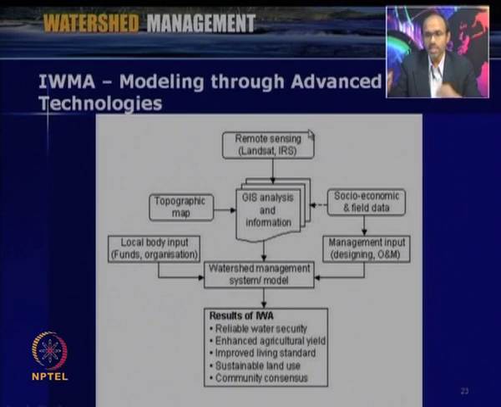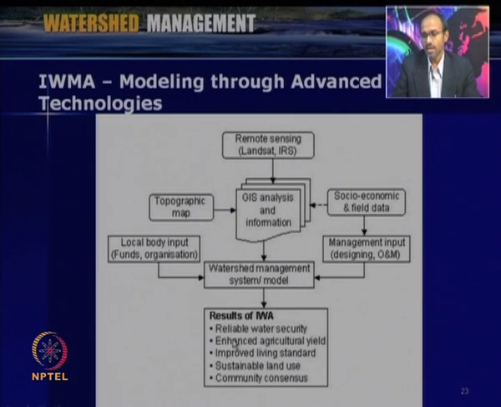Now let us see the various advanced technologies and how they can help in the integrated water resource management approach. For example, remote sensing can be used to get a holistic picture of what is going on within a watershed: land use, land cover, crop management issues, the availability of surface water, etc. Then we can use the topographic map within a geographic information system so that we can develop better maps, and then integrate the socio-economic aspects of the watershed. Finally, by considering all these issues, we can develop an appropriate watershed management system or model.